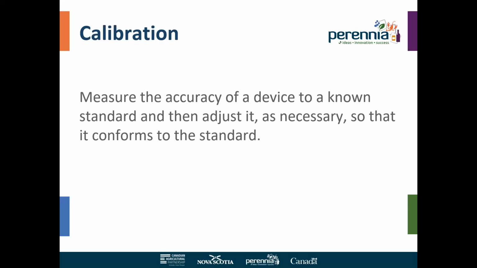Calibration is also part of the conveyances and equipment section. And what is calibration? The definition of calibration is measuring the accuracy of a device to a known standard and then making an adjustment if necessary. So let's say, for example, you have a scale. You have certified test weights that you put on your scale and you check to ensure that if it's 1 kg, your scale is reading 1 kg. If it's not, you may have to make an adjustment if you are able to do so.